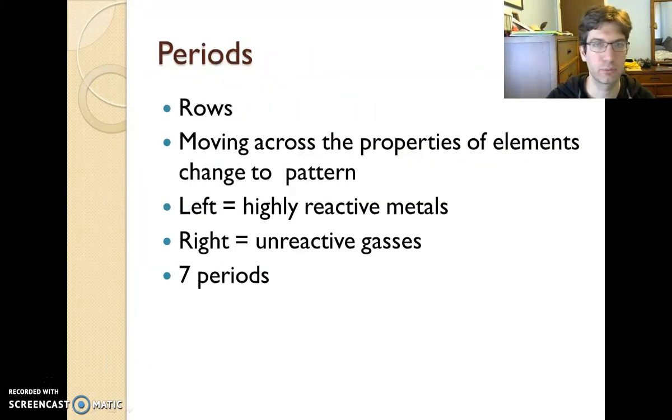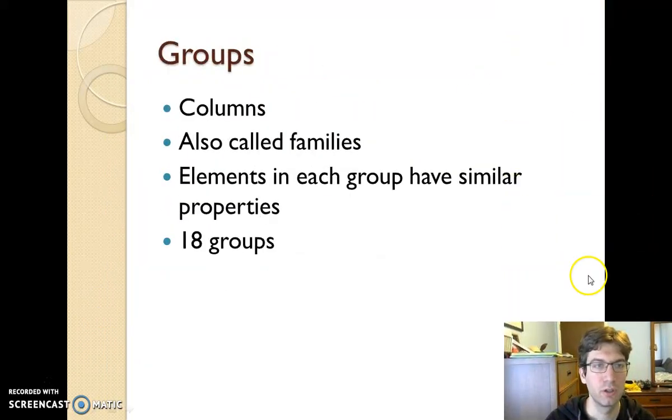Let's see here. Let's go back. Here we are, groups. Groups are also going to be your columns. They're also called families. So these are your up and down vertical columns. Each element in this group has similar properties. So then there are 18 groups.